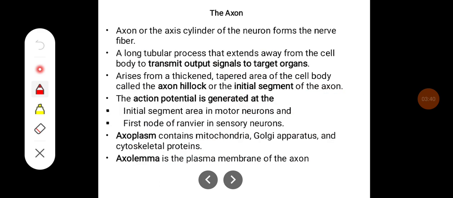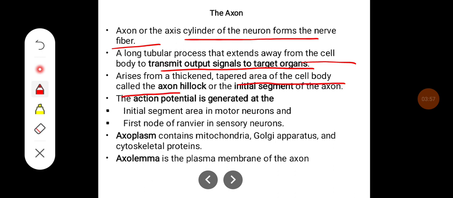Axon, or the axis cylinder of the neuron, forms the nerve fiber, a long tubular process that extends away from the cell body to transmit output signals to the target organs. This arises from the thickened tapered area of the cell body, which is called axon hillock, or the initial segment of the axon.